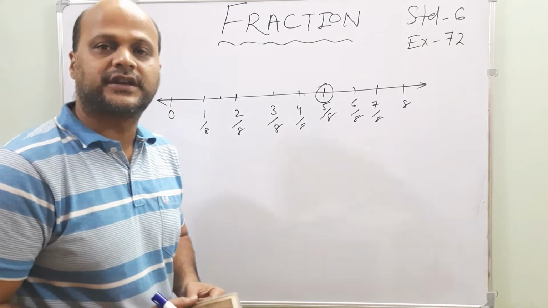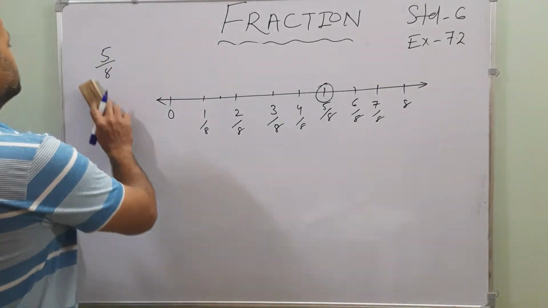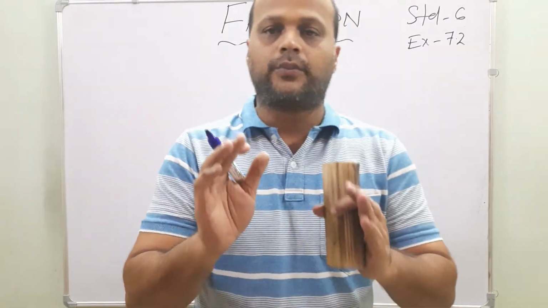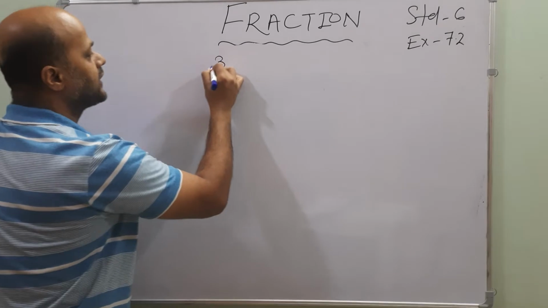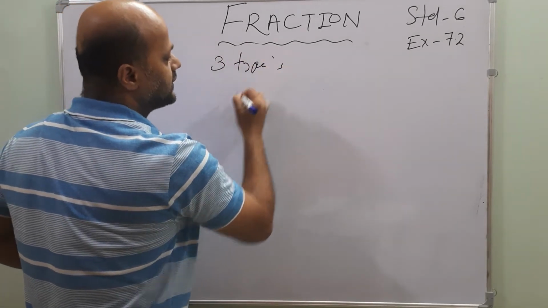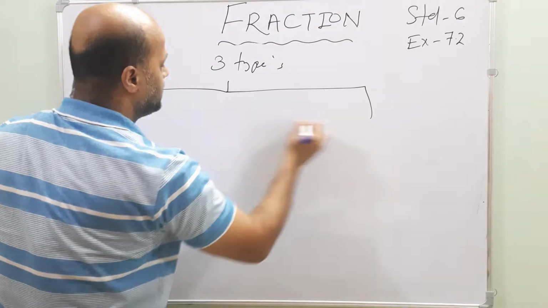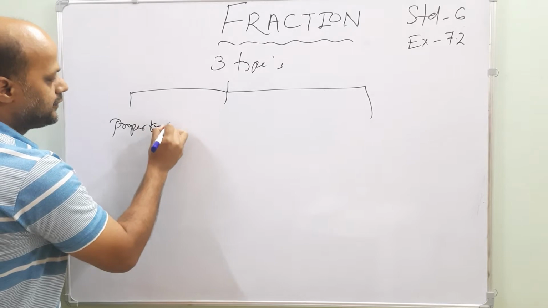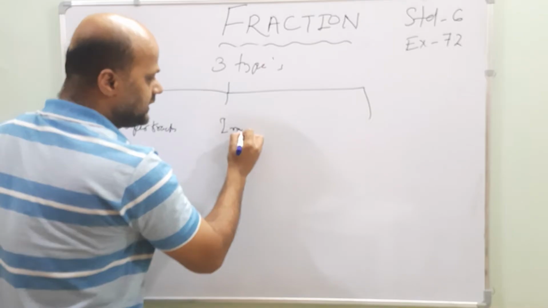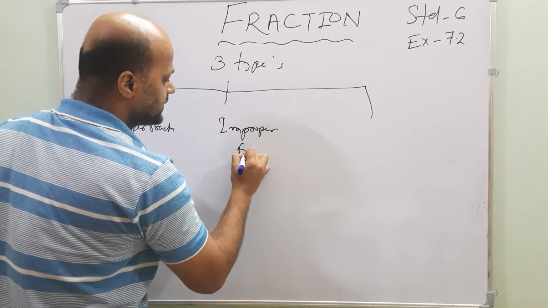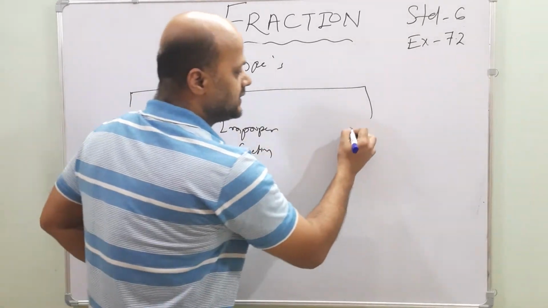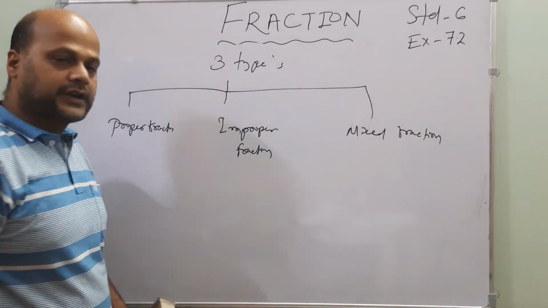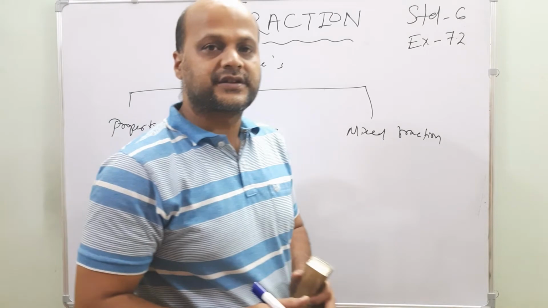How many types of fractions are there? We will discuss this one. The fraction is of 3 types. First one is called proper fraction. Second one is improper fraction. Third one is mixed fraction. Understood? Okay. So how will we recognize which fraction is which one?